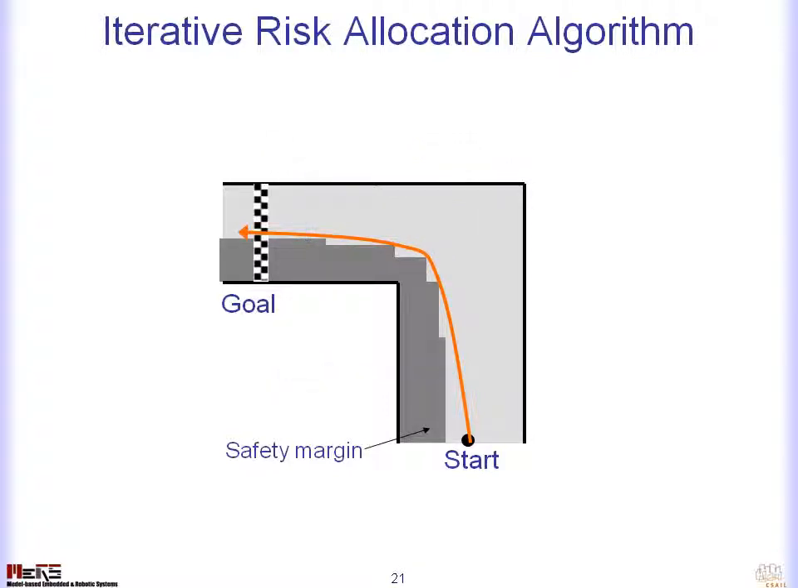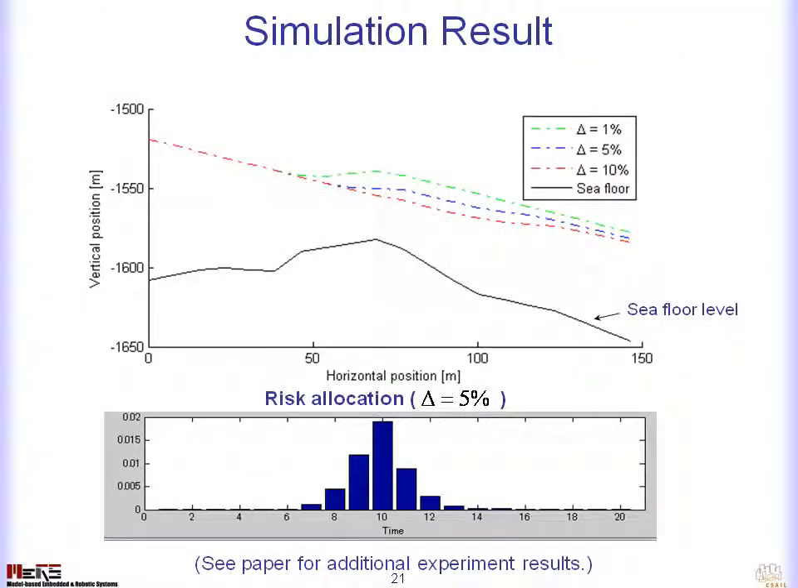We move the allocation of risk from inactive constraints to active constraints. Each iteration improves the risk allocation until it is optimized. We applied iterative risk allocation to autonomous underwater vehicle depth navigation. The improved results are shown here. Additional results can be seen in our forthcoming paper.